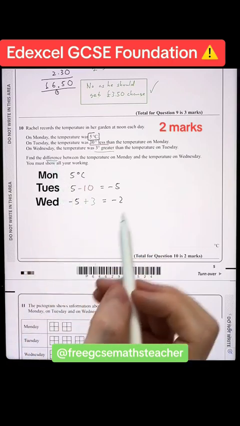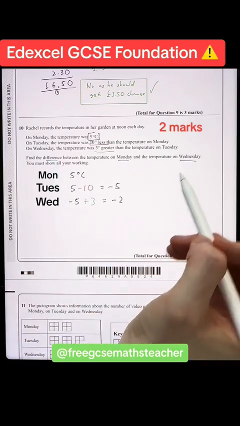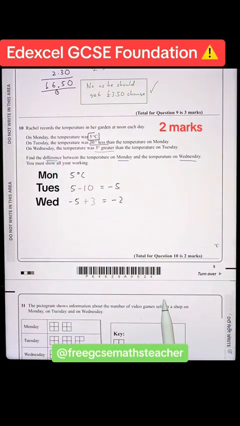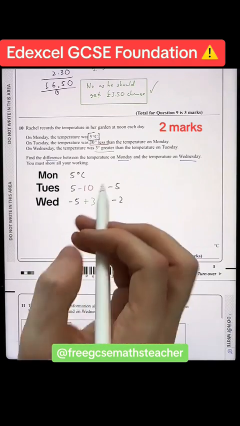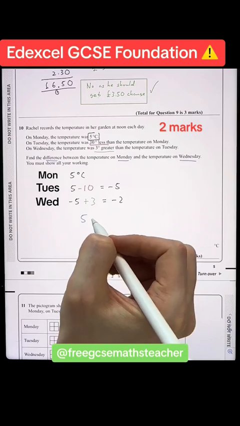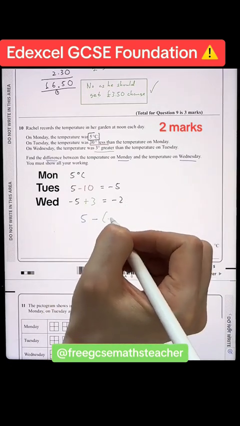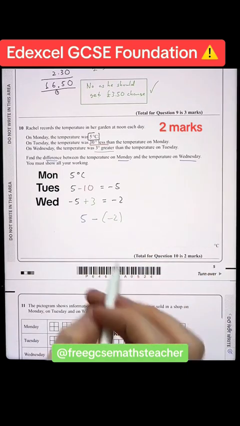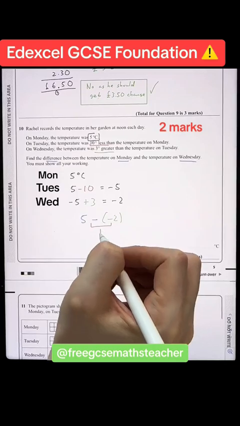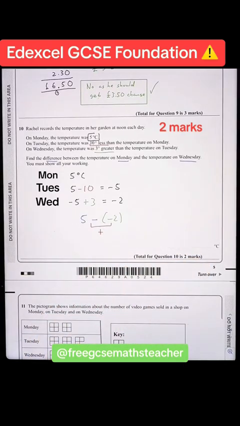Find the difference between the temperature on Monday and the temperature on Wednesday. If we're finding the difference, we're going to be subtracting the 2 temperatures. Well, the temperature on Monday was 5. Therefore, we're going to subtract the temperature on Wednesday. Well, the temperature on Wednesday was negative 2. If we're subtracting a negative number, we know a negative and a negative actually makes a plus. So therefore, 5 add 2 gives us 7.